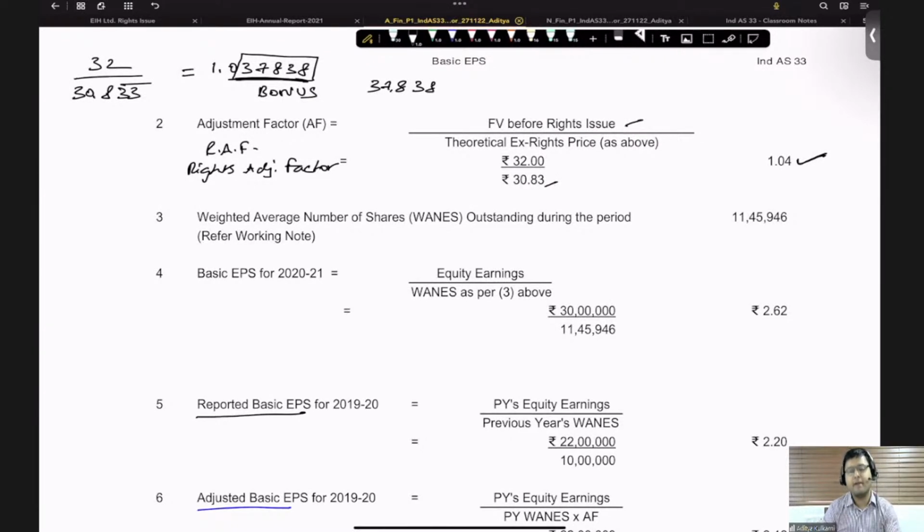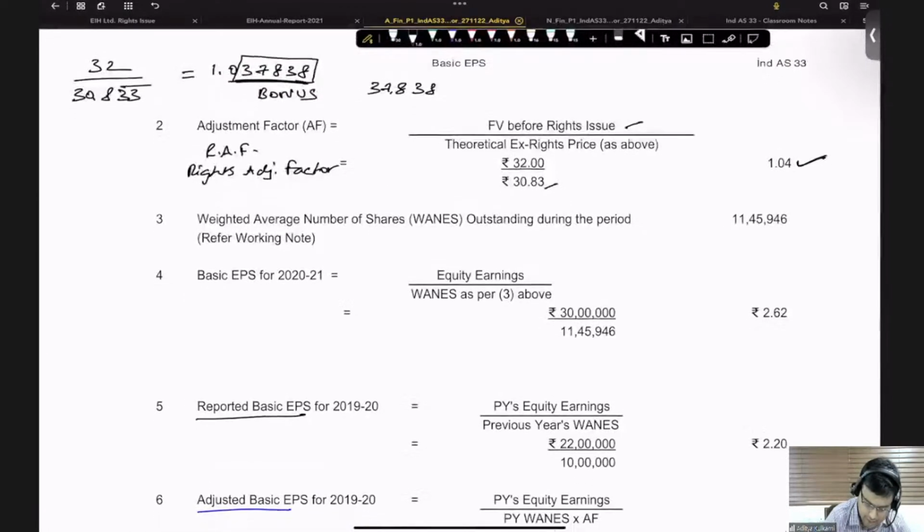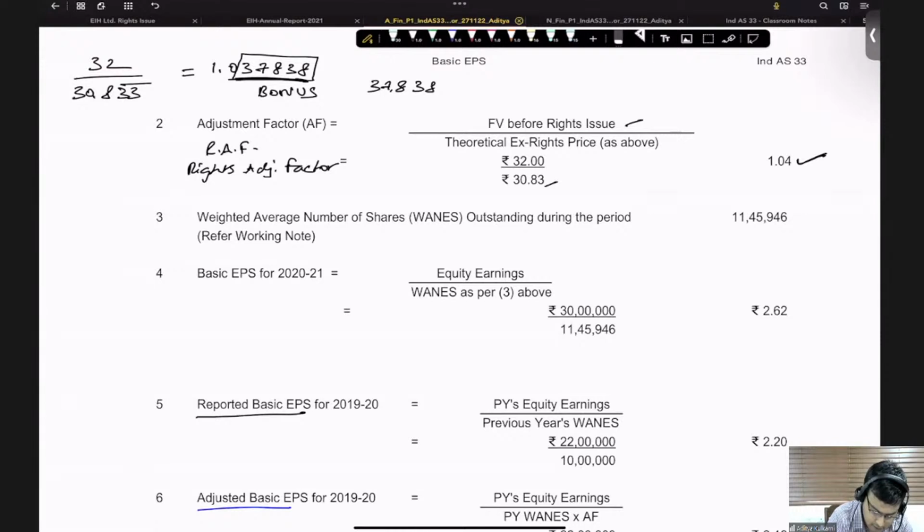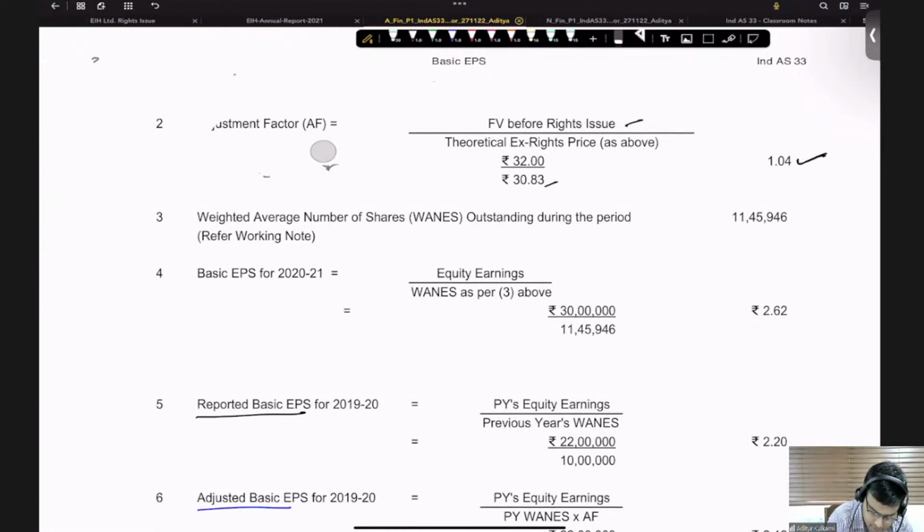This is academically how the standard has told you to calculate. You can follow this for the presentation in your examination. Is the answer clear now, the way it is presented for you? Yes. Are you clear with this? Yes. Okay.